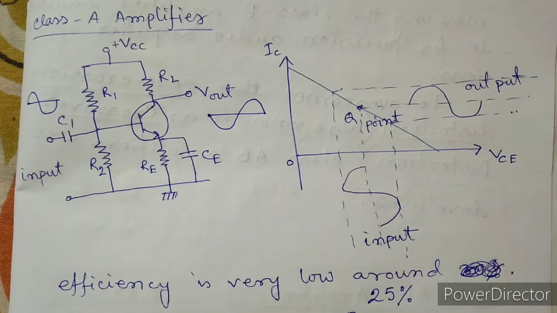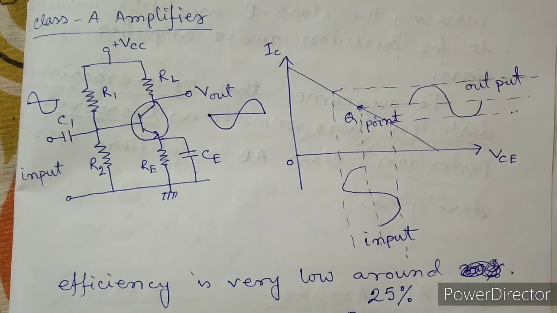For class B amplifier, collector current flows only during the half cycle of the input signal. That means it will respond for 180 degrees, and for the rest 180 degrees the transistor will not respond. For class AB amplifier, collector current flows during greater than half cycle but less than full cycle of the input signal. And for class C amplifier, collector current flows during less than half cycle of the input signal.